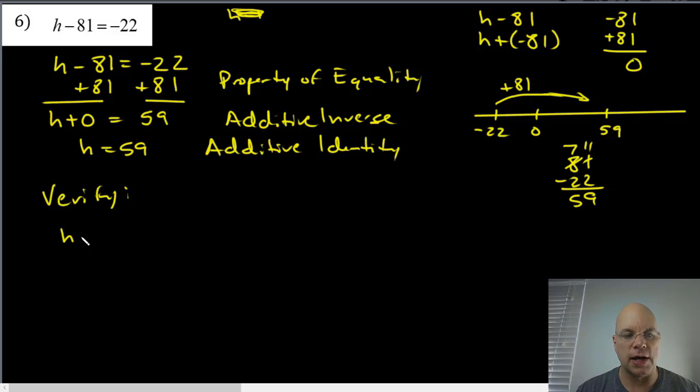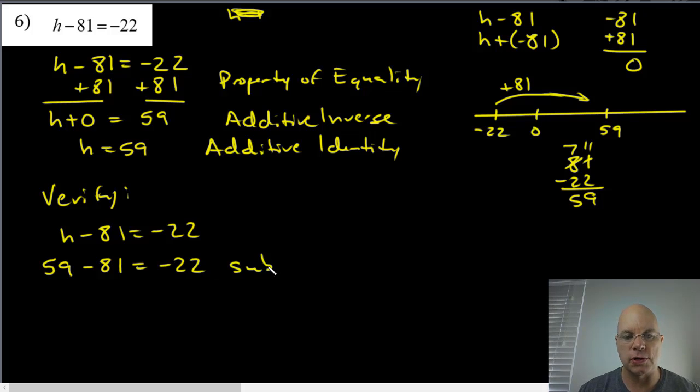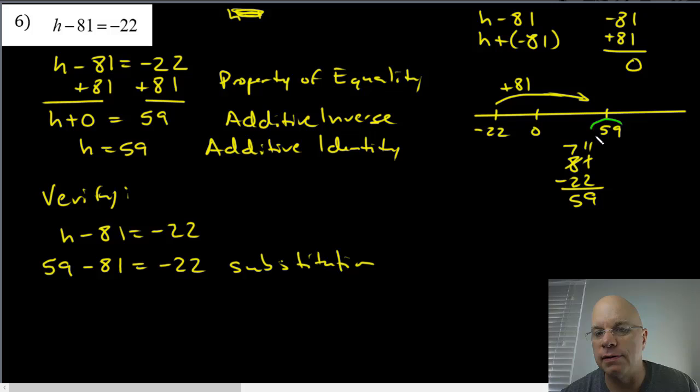We start with the original equation, h minus 81 equals negative 22. And then we substitute what we think is the value of h, 59. 59 minus 81 should equal negative 22 if we did this right. That's substitution. And then we can use this same number line for 59 minus 81. If we start instead at 59 and we subtract 81, that means if we're subtracting positive 81, we're going 81 in this direction.